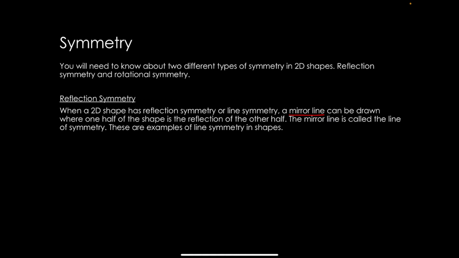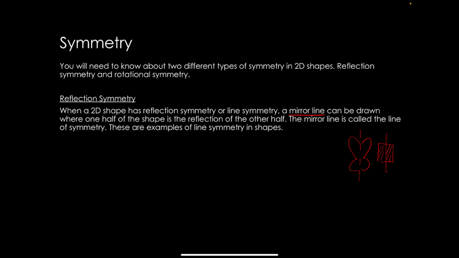So for example, if I drew half of a butterfly, and I put a mirror down there, it would then create the exact same shape, obviously not perfectly for me, on that side. Now if I drew a square and I put a mirror line down there, whatever's on this side would be exactly the same as what's on this side. That's what line symmetry is. The mirror line is called the line of symmetry.